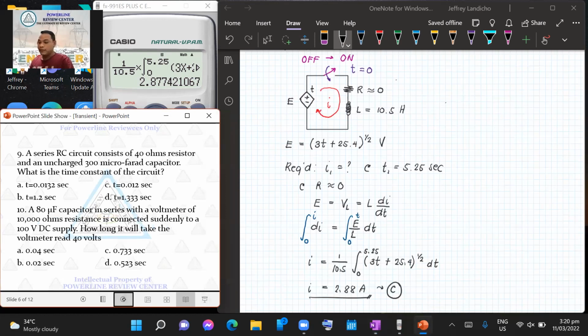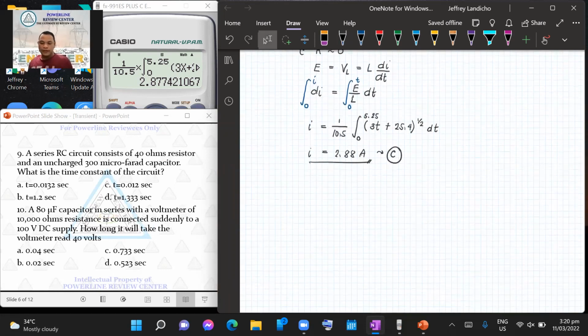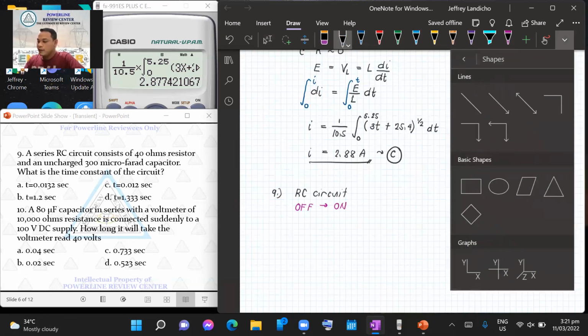Let us try now number 9. So, tapos tayo kay RL, punta natin si RC. A series RC circuit consists of a 40 ohm resistor and an uncharged 300 microfarad capacitor. So for problem number 9, let us consider an RC circuit. Ulit, balikan natin yung initiation from off position. I-on natin siya. Kunin natin yung simple equivalent circuit.